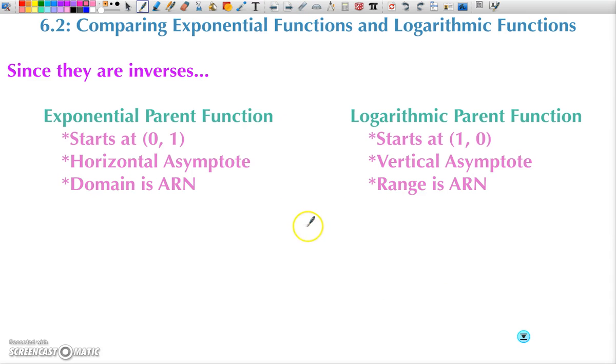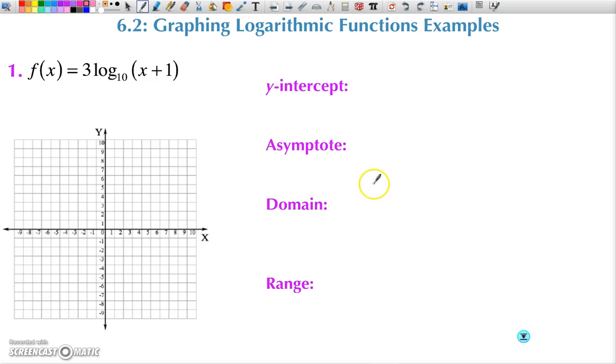All right, so a couple of things when you compare these two functions, since they are inverses, remember how inverses swapped x and y? Well, since the exponential started at (0, 1), our logarithmic starts at (1, 0). Our exponential had a horizontal asymptote and our logarithmic has a vertical. For exponential, the domain is all real numbers, and in logarithmic, the range is all real numbers. So everything is flipped. And that's what kind of helps you remember everything, because if you can memorize these three things here, that'll help you get those because all you have to do is change it all. So let's go ahead and do a couple examples and make these graphs and find all the information needed.